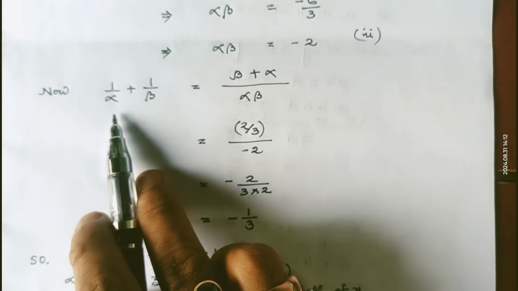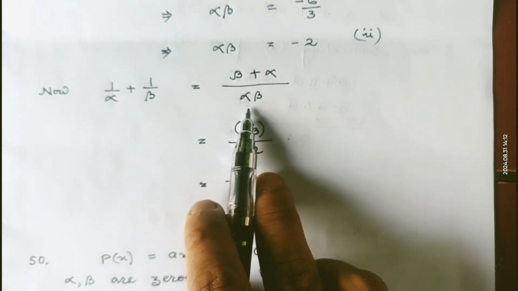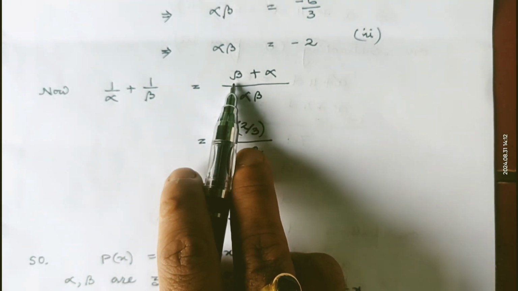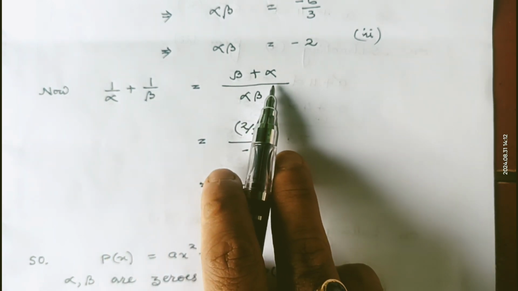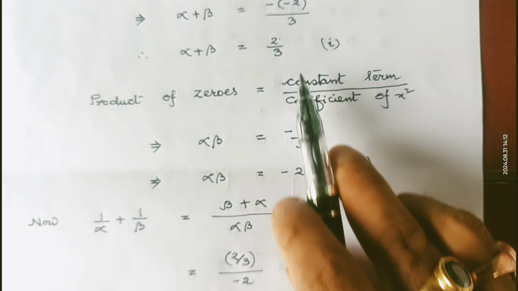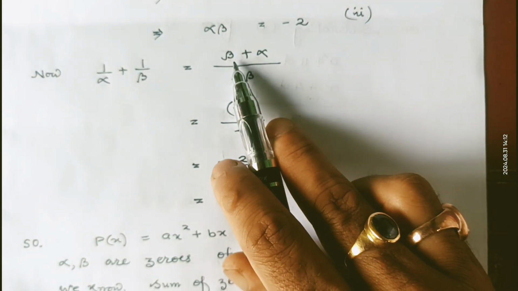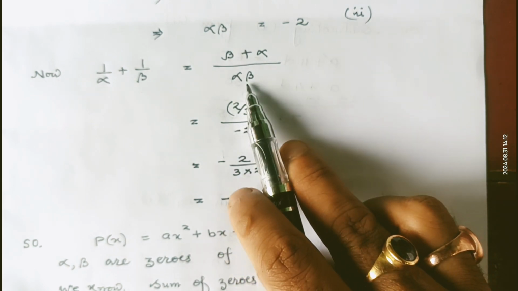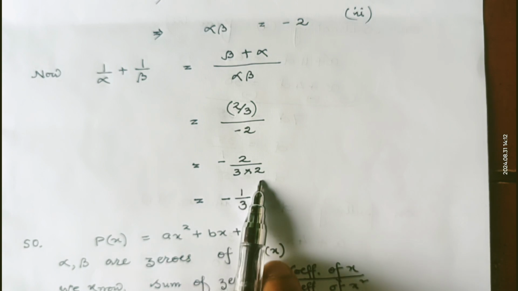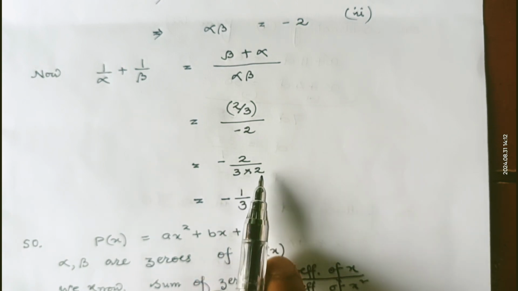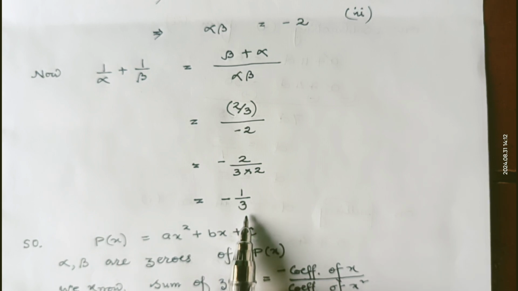We have to find the value of 1 by alpha plus 1 by beta. The LCM of alpha and beta is alpha beta. Alpha beta divided by alpha is beta. So I have written here plus alpha beta divided by beta is alpha. Now we have alpha plus beta as 2 by 3 and alpha beta as minus 2. So instead of alpha plus beta we can write 2 by 3, and alpha beta is minus 2. This minus 2 and 3 and 2 will be multiplied. So minus 2 by 3 into 2. 2 can be cancelled. So we are left with minus 1 by 3, which is the required answer.